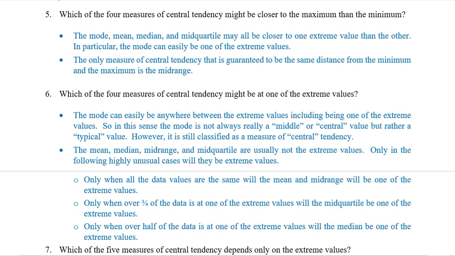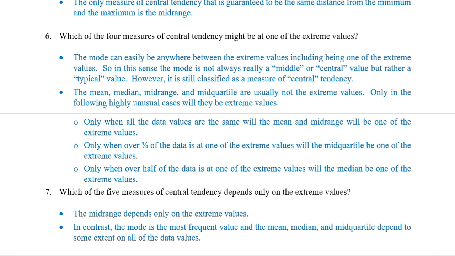Which of the 5 measures of central tendency depends only on the extreme values? Okay, and the answer is the mid-range. The mid-range depends only on the extreme values, only on what the maximum and minimum are. In contrast, the mode is the one that occurs the most frequently, and the mean, median, and mid-quartile to some extent depend on all the data values in the set.